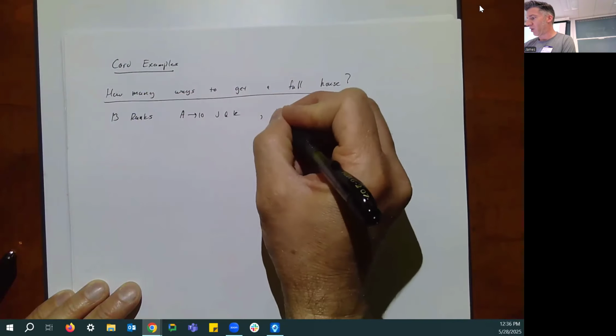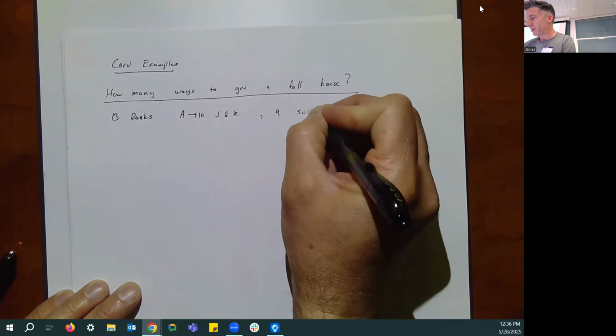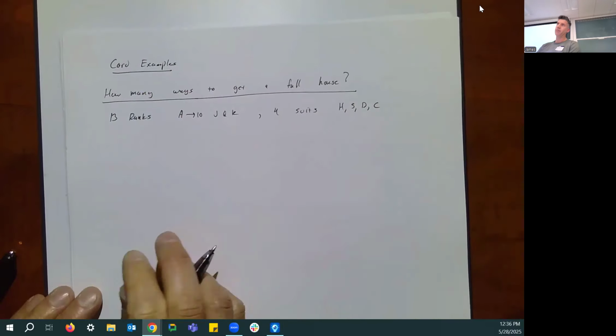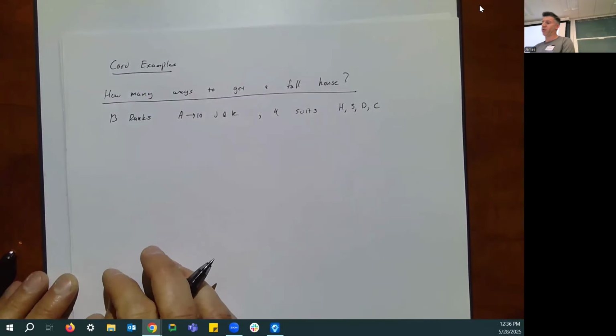And there are 4 suits: hearts, spades, diamonds, clubs. People draw them sometimes. I'm not a very good drawer.